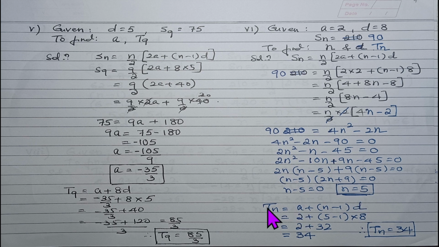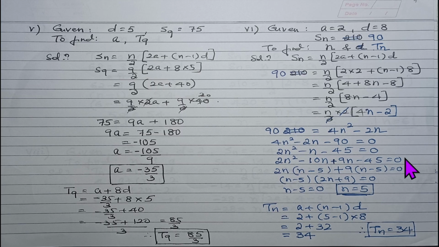Now we have to find Tn also. n is found out, so we have to find Tn. Tn is equal to a plus n minus 1 into d. a is 2, n is 5, so 5 minus 1, into d. d is given as 8, so multiply by 8. 5 minus 1 is 4, 8 times 4 is 32, so 2 plus 32, and therefore it is 34. So the nth term is 34.